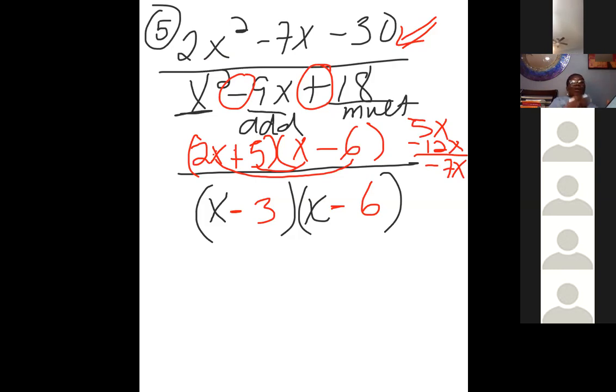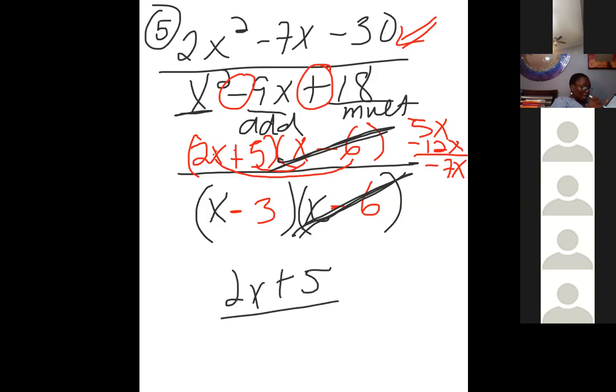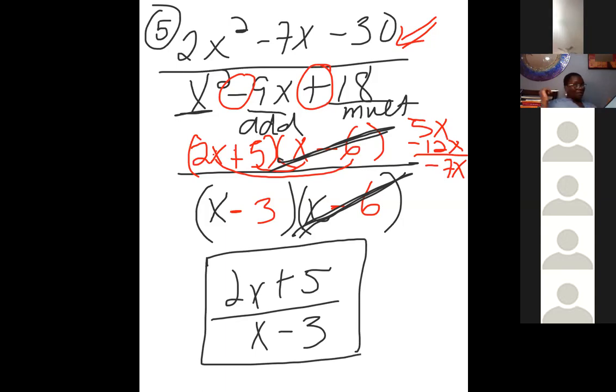So now we have our factors for the numerator. We're going to check and see if we have any common factors in the numerator and the denominator. And we happen to have the common factor of x minus 6. So we're going to eliminate x minus 6 from the numerator and denominator. And what are we left with once we eliminate them? 2x plus 5 over x minus 3. So this would represent the simplified form of the fraction. And that's it, guys.